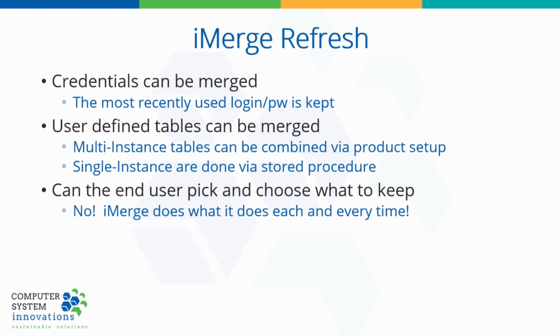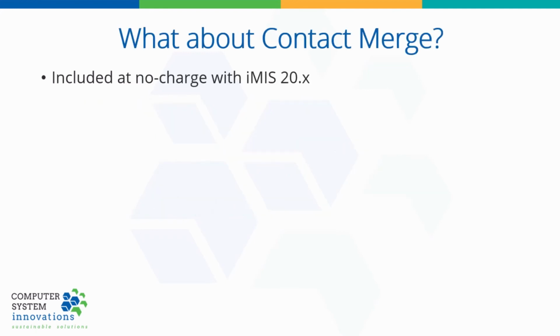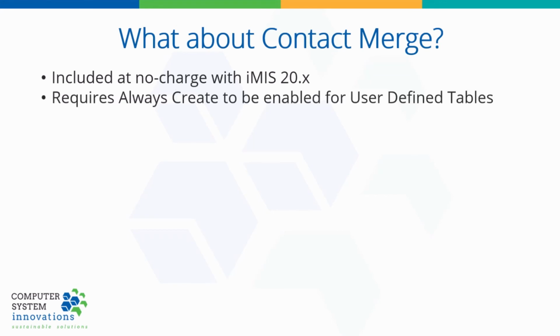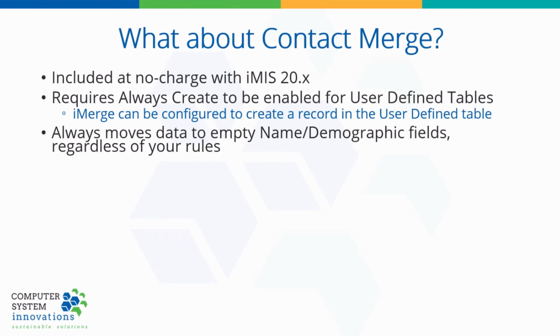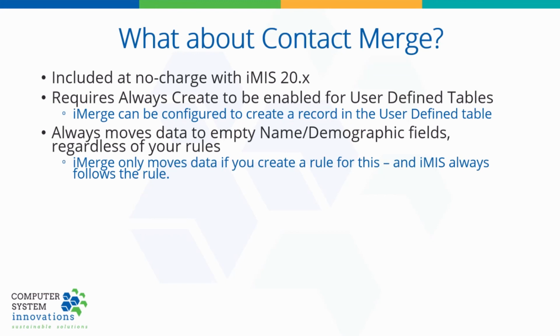I'm going to finish this video talking about contact merge. Contact merge is included at no charge with iMIS 20, and maybe that's okay for you. A couple things you do need to always create enabled for your user-defined tables. iMerge doesn't care about that. Contact merge is always going to move data to empty fields on the record you're keeping. So doesn't matter what your rules are, it's moving data. So spouse name, it's moving it if it's blank. You can pick and choose what to do in your setup with iMerge.